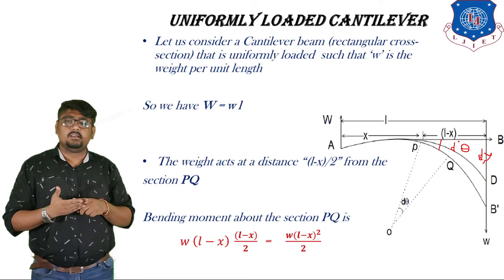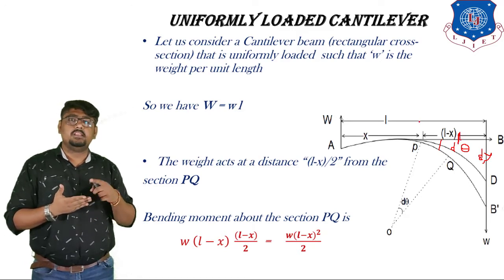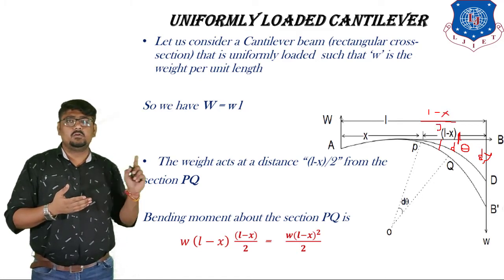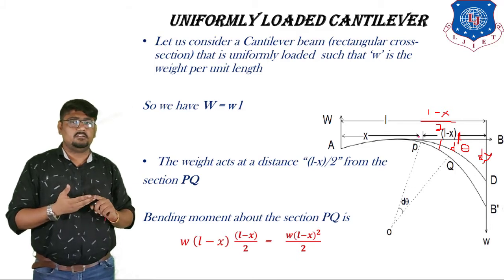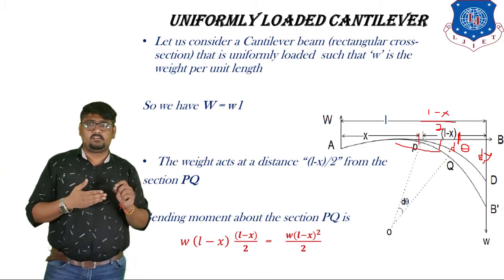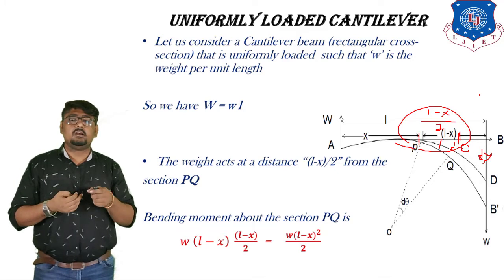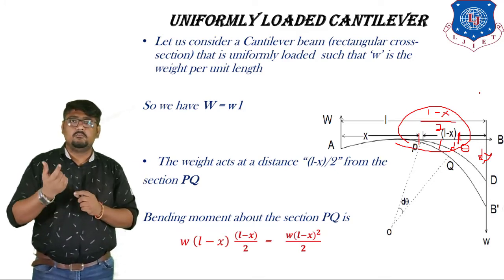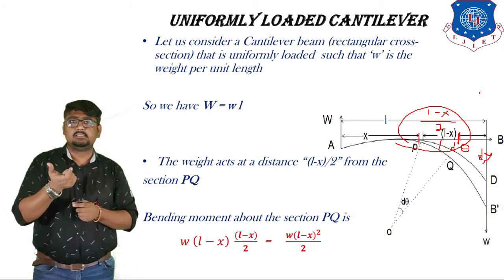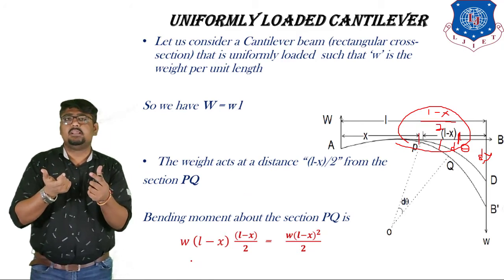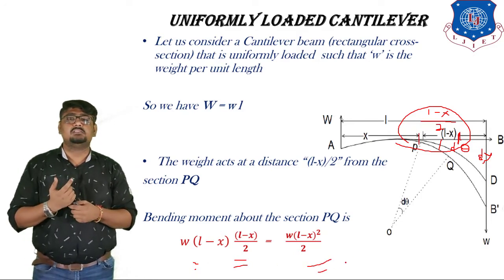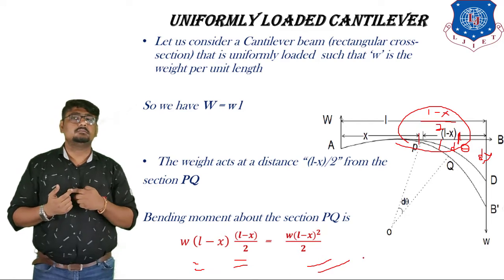need to find out the moment. For moment, we need a perpendicular distance, and over here the distance will be considered as (L minus x) by 2, as you can see in the figure. Look closely over there. I am writing it. The bending moment about the section PQ will become load multiplied by perpendicular distance. The load is w into (L minus x). The perpendicular distance is (L minus x) by 2. On multiplying, we get w into (L minus x) whole square by 2.